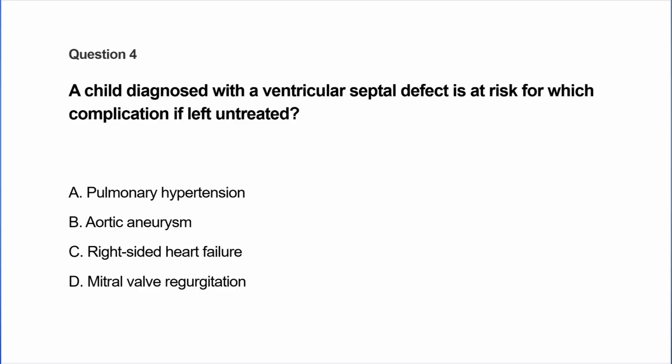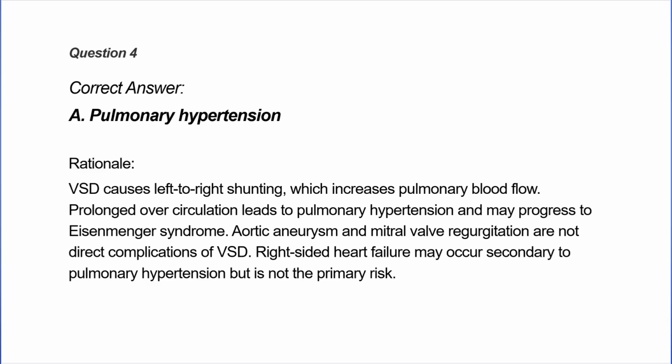Question 4. A child diagnosed with a ventricular septal defect is at risk for which complication if left untreated? A. Pulmonary hypertension. B. Aortic aneurysm. C. Right-sided heart failure. D. Mitral valve regurgitation. Answer: A.